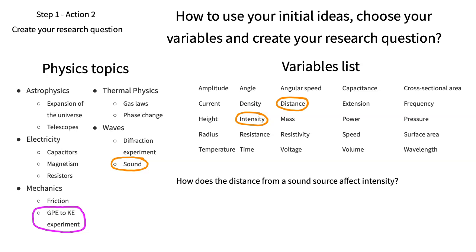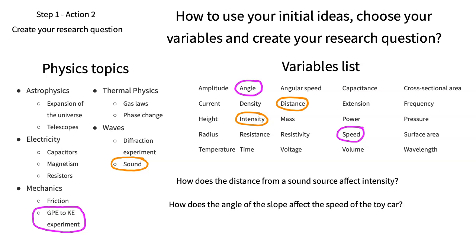You can slightly modify this experiment and work with the angle of the slope and the maximum speed reached by the ball. You can even change the ball to something else, for example a toy car. The research question would be, how does the angle of a slope affect the speed of the toy car?